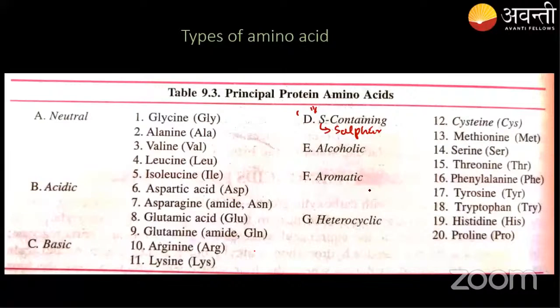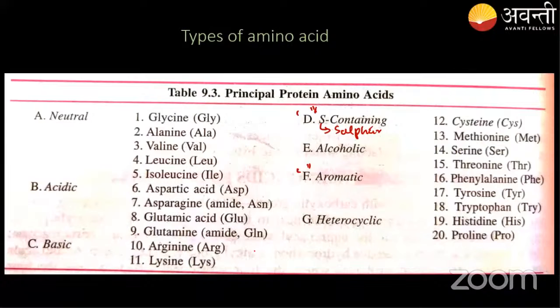The alcoholic ones are serine and threonine. The aromatic ones are phenylalanine, tyrosine, and tryptophan. This is important, these are the aromatic amino acids. And heterocyclic means having a cyclic structure with nitrogen groups. They are histidine and proline. So these are the names of the 20 amino acids. You have to remember the 20 amino acid names, but it's not urgent.